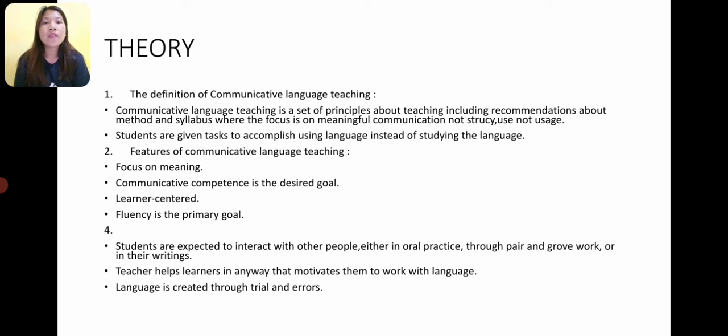Number 2. Features of communicative language teaching. Focus on meaning. Communicative competence is the desired goal. Learner-centered. Fluency is the primary goal. Number 4. Students are expected to interact with other people, either in oral practice through pair and group work or in their writings. Teachers help learners in any way that motivates them to work with language. Language is created through trial and error.